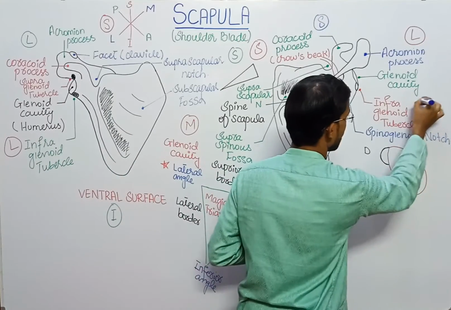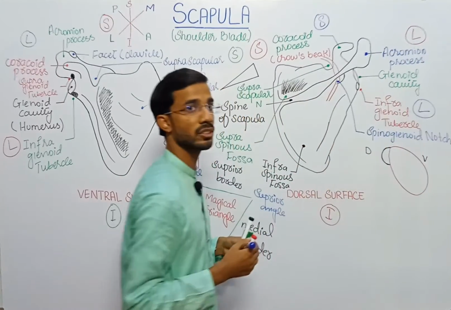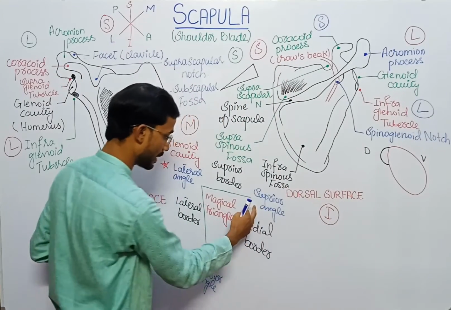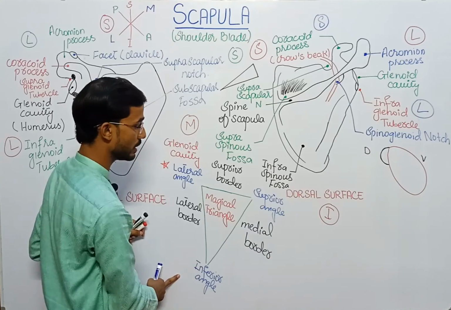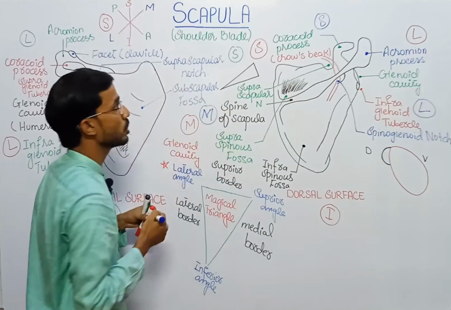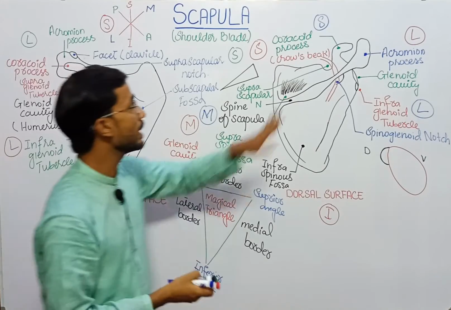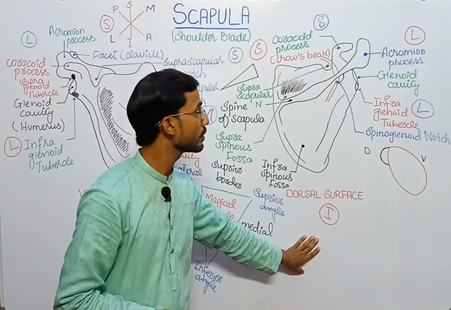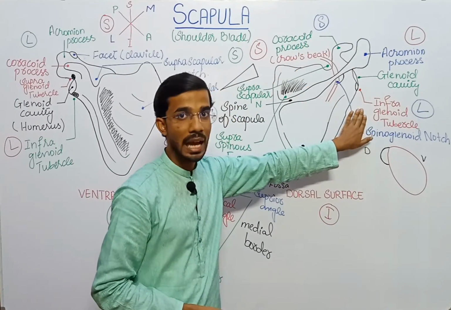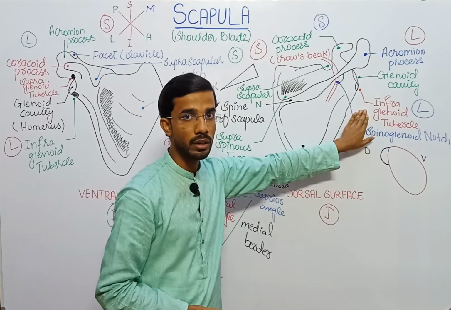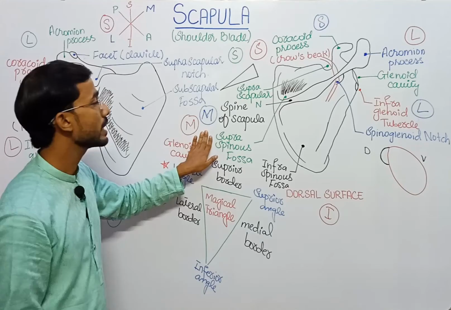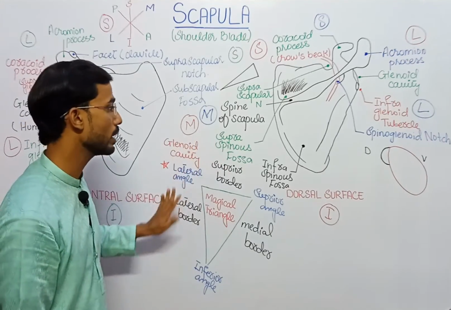Here is the lateral border, which is actually thick. And between the superior and the inferior angle is the medial border. So there are three angles: lateral, superior and inferior. Upward is the superior border. At the side of the glenoid cavity is the lateral border, and opposite to that is the medial border of the scapula, which is also called the shoulder blade.